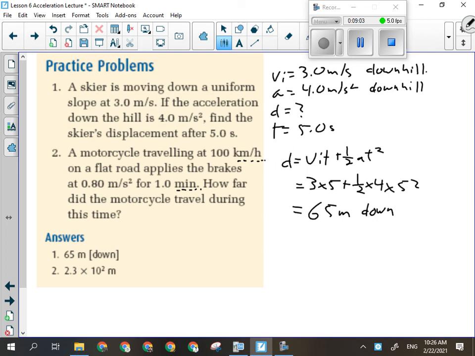Why is down wrong? They never say down in the question. They say down a slope and down a hill. Down a hill and down a slope are different than down. I know that seems really picky, but it's also true. Down would imply the skier fell through the mountain because down is straight down. And this skier is not going straight down.